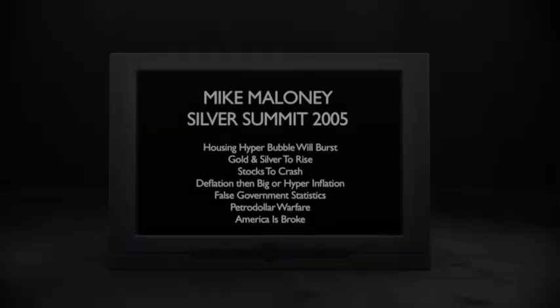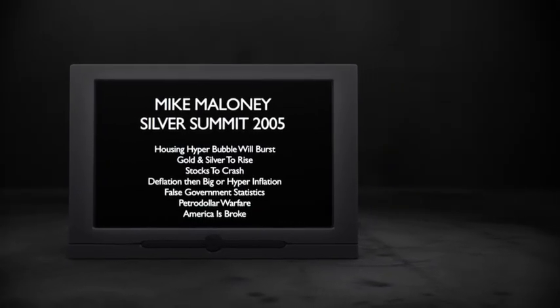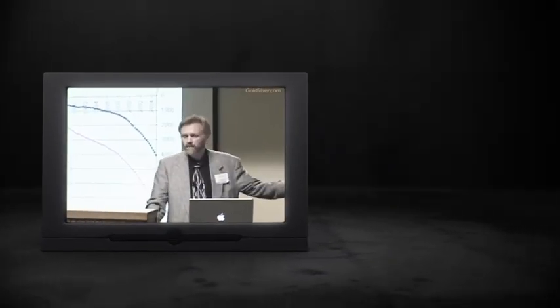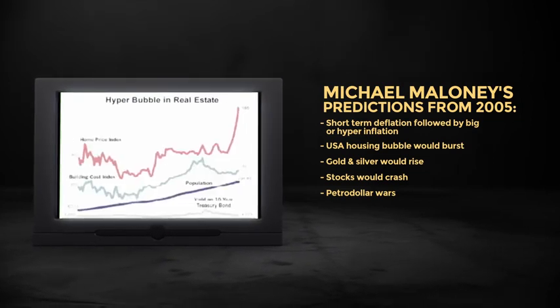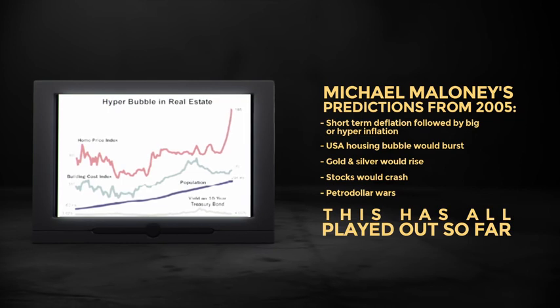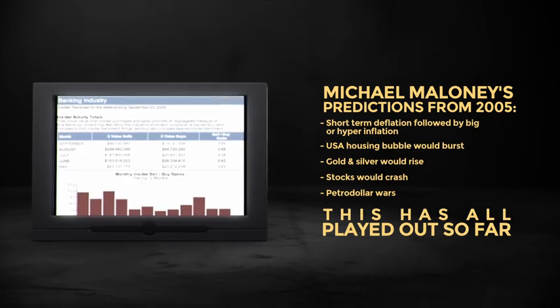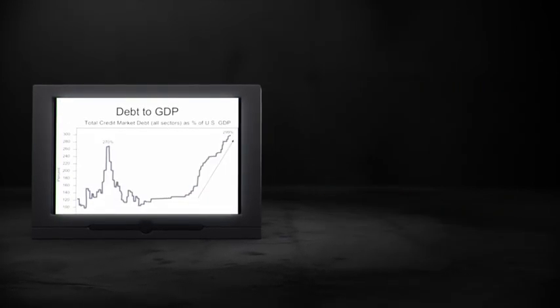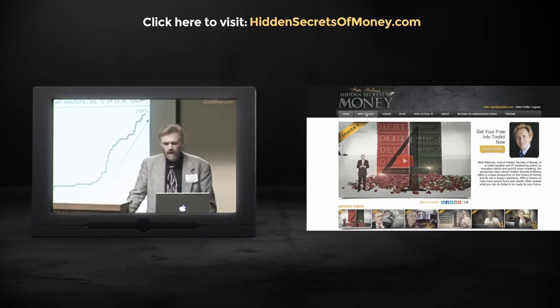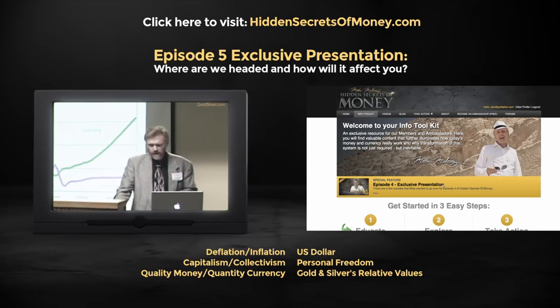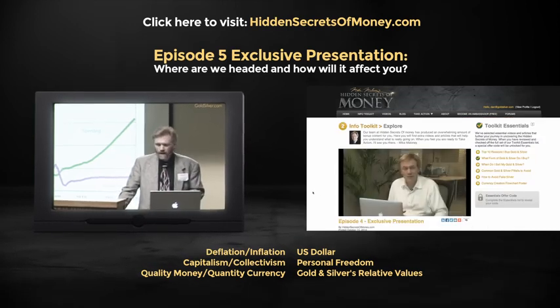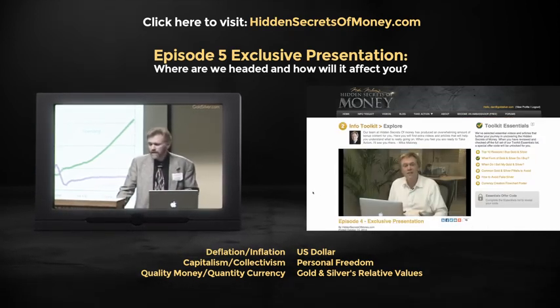So what's going to happen? Will we default or inflate our way out of the mess we're in? Since 2005, I've been stating publicly, and I also wrote in my book, that I believe we're headed toward a series of events involving a short-term deflation followed by a big inflation or hyperinflation. If you really want to learn how this inflation might affect you and your family, join me at hiddensecretsofmoney.com for this episode's exclusive presentation. It's a special video that shows where I believe we are on this economic roller coaster ride and how I think it'll play out.